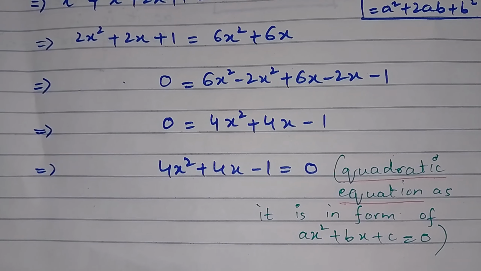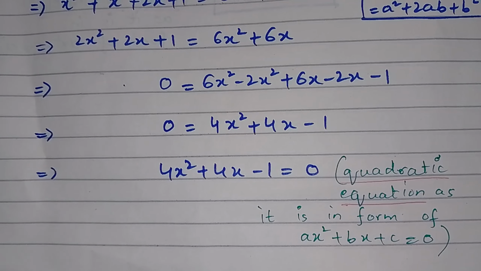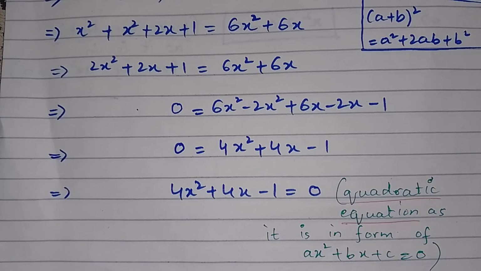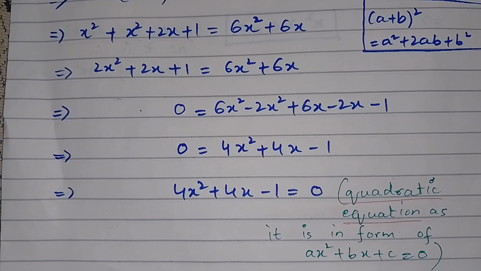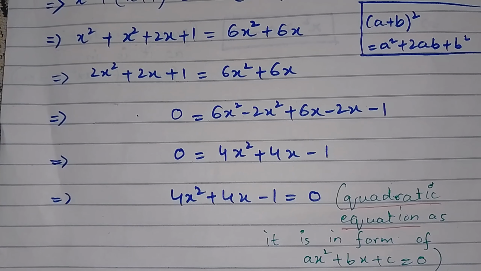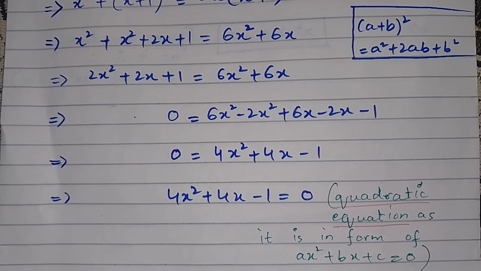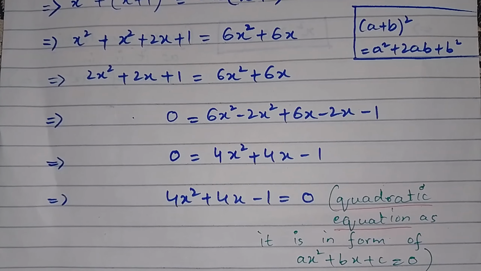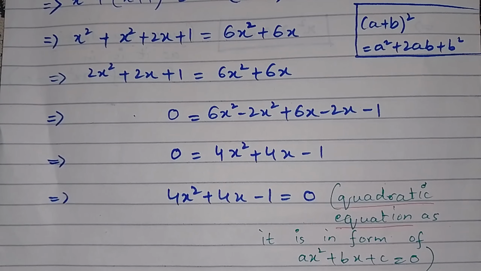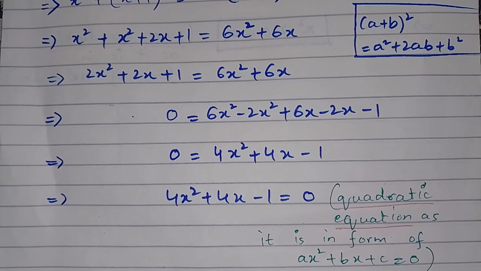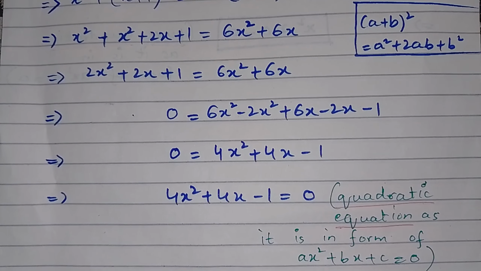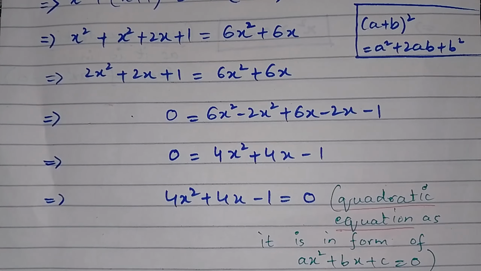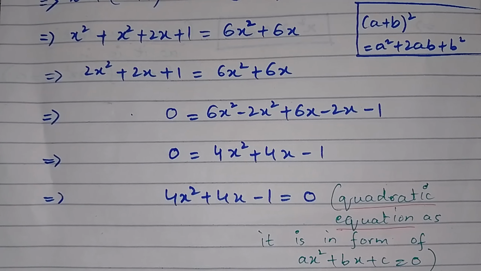In the next step, you will just add coefficients having the same variables. Now you will just equate the equation by taking all terms on the right hand side. The equation becomes 4x squared plus 4x minus 1 is equal to 0. As you can see, it is similar to the quadratic equation, that is ax squared plus bx plus c is equal to 0. So it is not a pure quadratic equation, it is a simple quadratic equation.